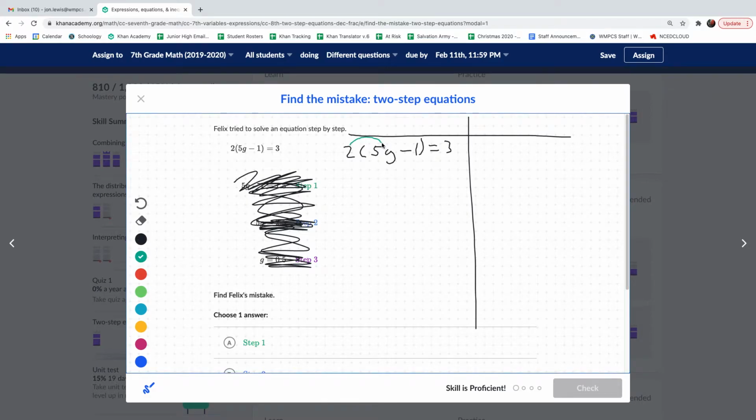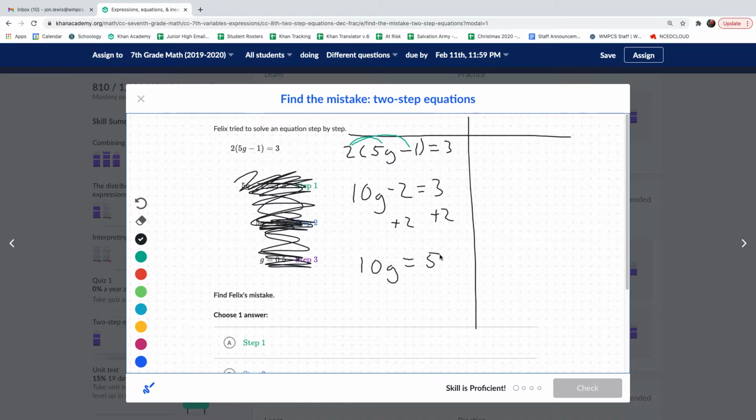All right. So we're going to do the distributive property. 2 times 5g would give me 10g. And then 2 times negative 1 gives me a minus 2, equals 3. Now that we've done the distributive property, we're going to do our two-step equation. Just like always, we get rid of the addition or subtraction first. Since it's subtracting 2, we're going to add 2 to both sides. That gives me 10g is equal to 5.